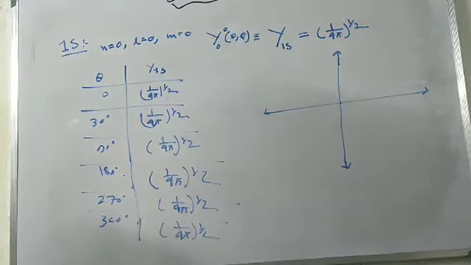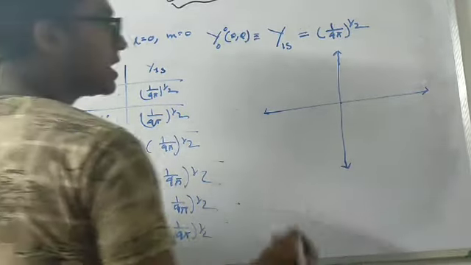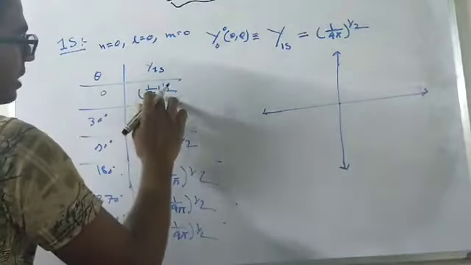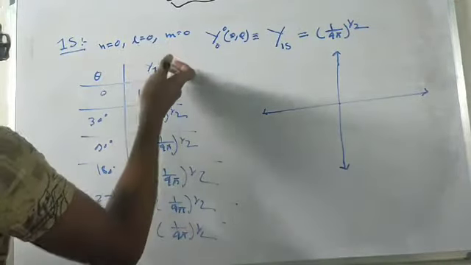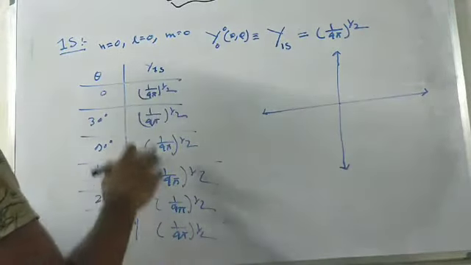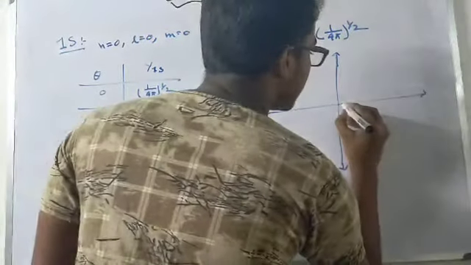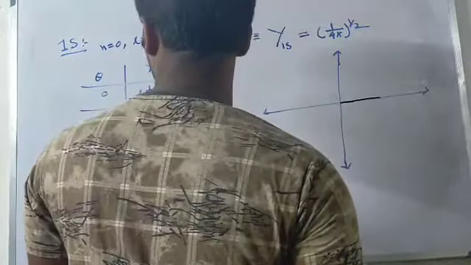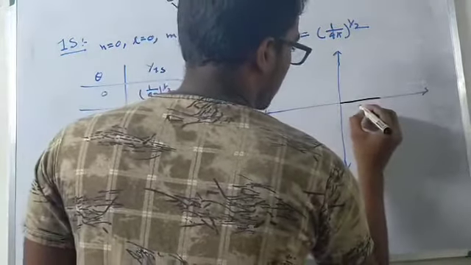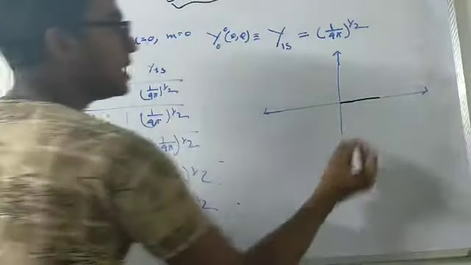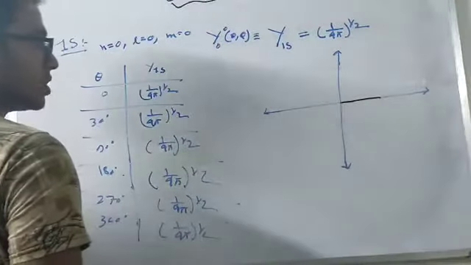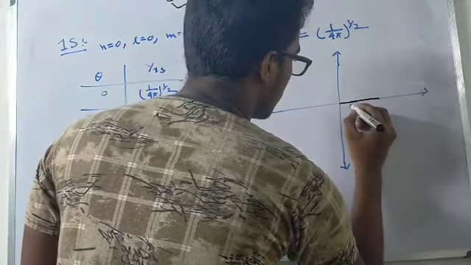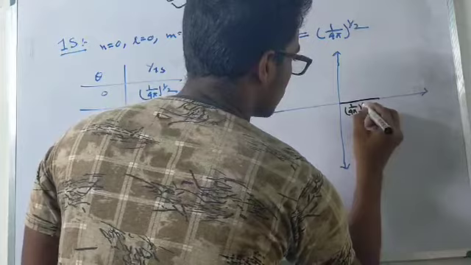If I want to plot, at the 0 degree angle my reference line will be along this line. At the 0 degree angle, the value of the angular wave function is 1 by 4 pi to the power half. If I say that this distance represents the value 1 by 4 pi to the power half, so this is 1 upon 4 pi to the power half.